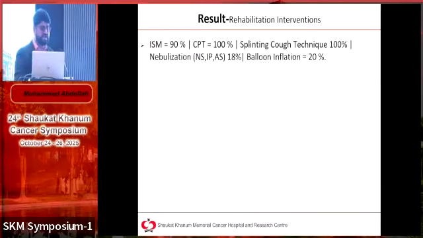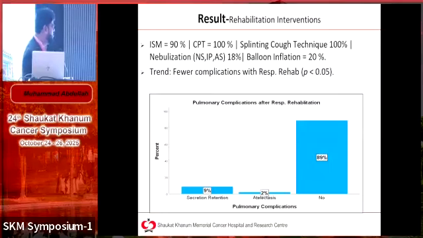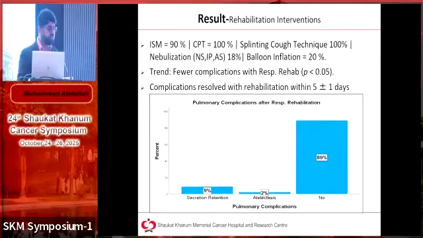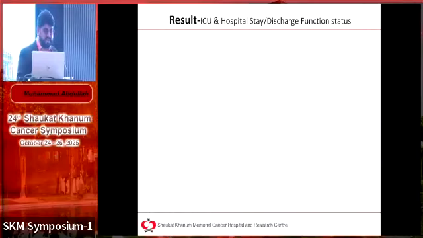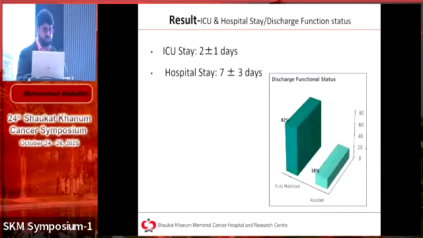For respiratory rehabilitation, we planned incentive spirometry in 90% and started CVT in 100%. At discharge, only 9% of patients had a secretion problem, and 89% were discharged well. This shows the effectiveness of respiratory rehabilitation and respiratory therapy in esophagectomy. Complications resolved within about a day. Overall ICU stay is 2 plus or minus 1 days, and hospital stay is about 7 plus or minus 3 days. This is the overall outcome.